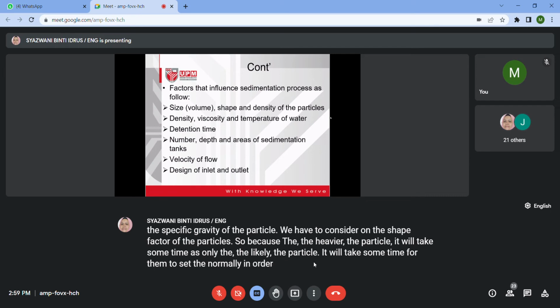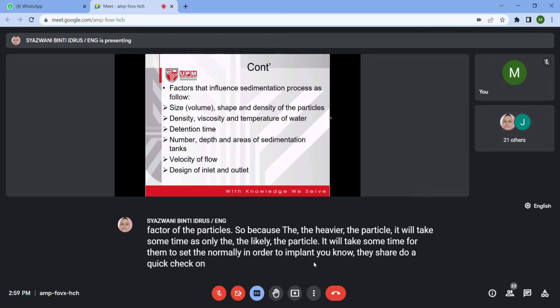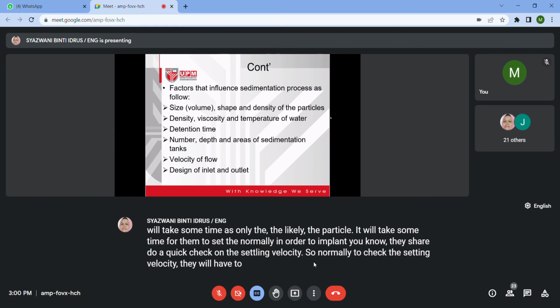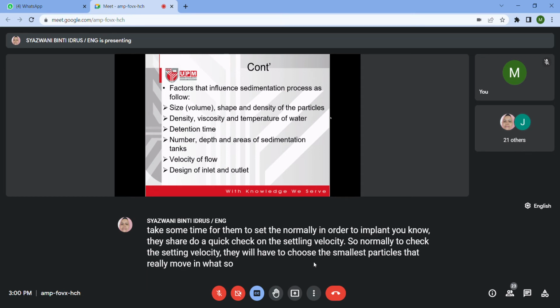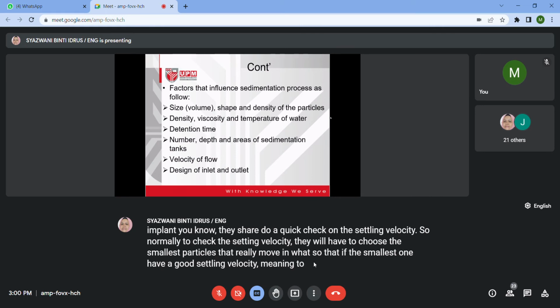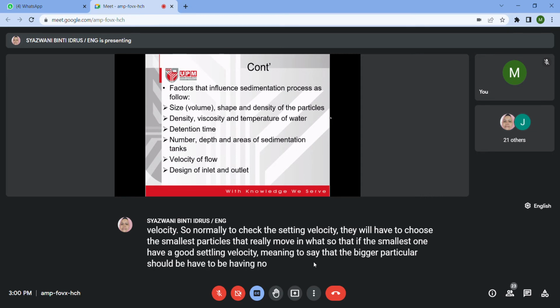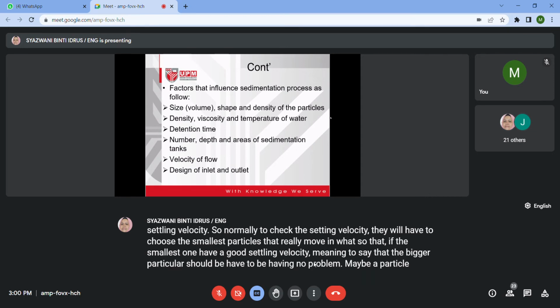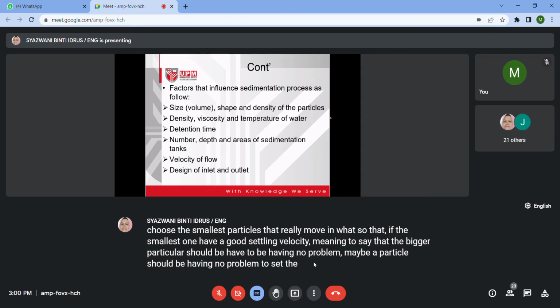Normally in a water treatment plant, they do a quick check on the settling velocity. To check the settling velocity, they choose the smallest particles to be removed in the water treatment plant, so that if the smallest one has a good settling velocity, meaning the bigger and heavier particles should have no problem settling to the bottom part, in the sludge zone.